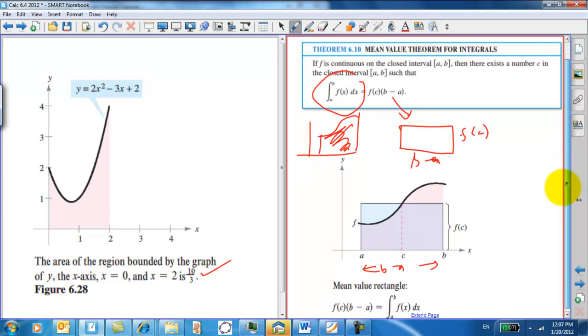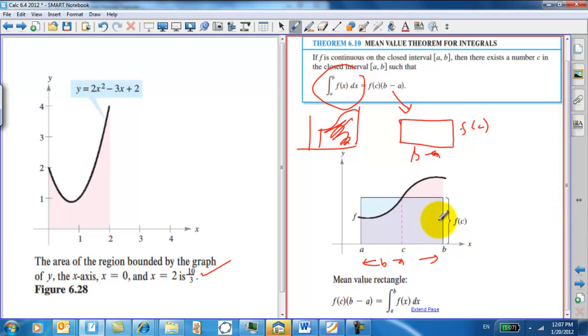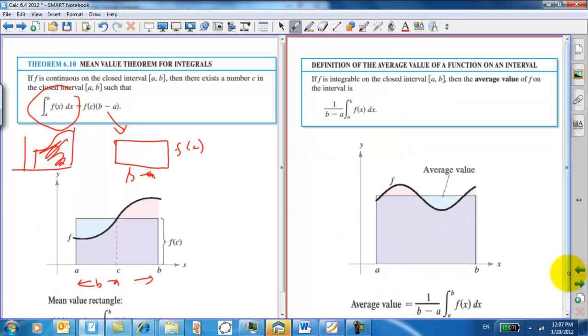So that's the idea behind the mean value theorem, and there's the mean value rectangle. The average value is the thing guaranteed by this theorem. If I divide both sides by b minus a, I can come up with what this average value f of c is. f of c equals the average value. It's a way of averaging out a very strange looking function where you can't just add up a bunch of numbers and divide by n, but you've got this continuous function. So if f is integrable on the closed interval, then the average value is defined as 1 over b minus a times the integral from a to b of f of x dx. So that's the average value.